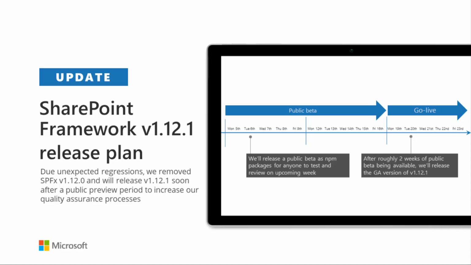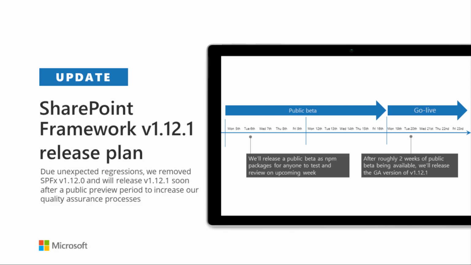Now, one thing I also wanted to update is SharePoint Framework 1.12.1. Even though this is not the SharePoint call, we want to make sure that you are up to date from a community side on what the plan is and what's actually going to happen. We had pretty unexpected and unfortunate regressions in the SharePoint Framework 1.12 version, and we removed it as the default version. So right now, if you install SharePoint Framework, you'll get 1.11.